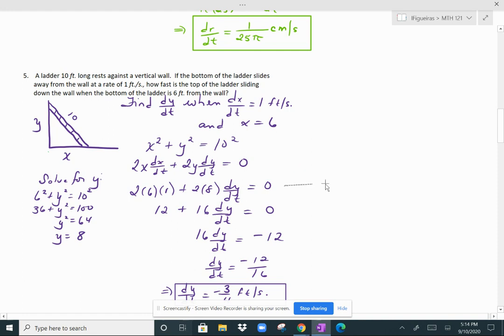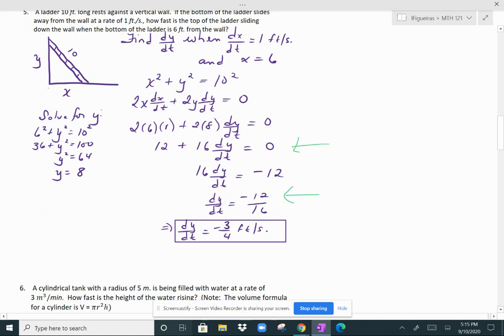So now I plug in everything I know so that I can solve for dy/dt. So I have 2 times 6 times 1 plus 2 times 8 dy/dt. This gives me 12 plus 16 dy/dt. Subtract 12 from both sides, and then divide by 16. And when you simplify negative 12/16, you get negative 3/4. So the ladder is sliding down at negative 3/4 feet per second. And the reason it's negative is because the ladder slides downward, goes in that direction. If it was getting pushed horizontally and the ladder would be sliding up, then you would get a positive answer.